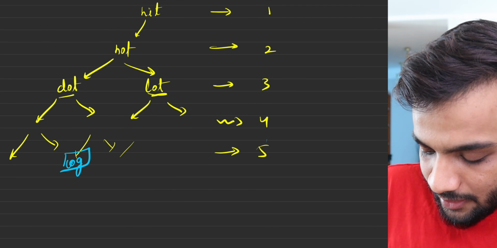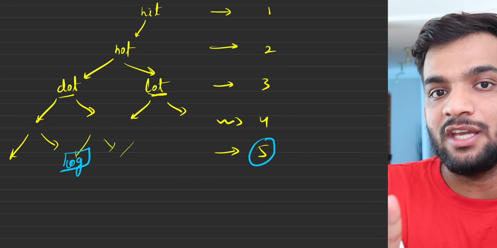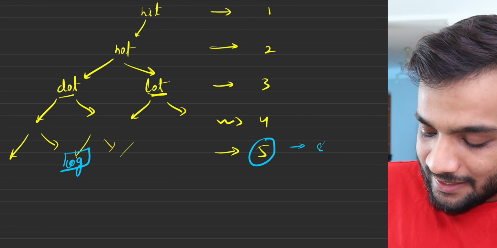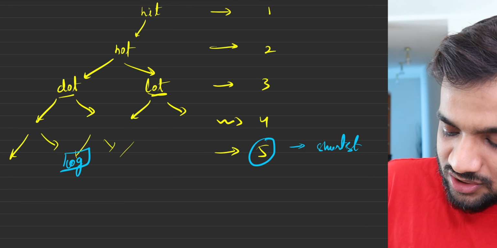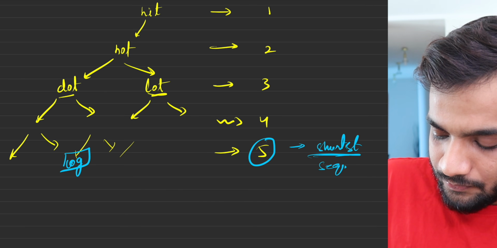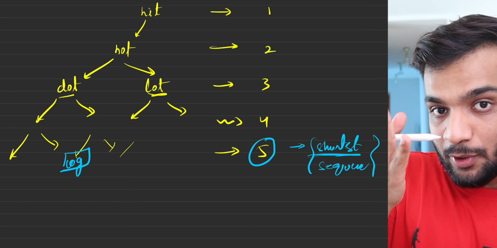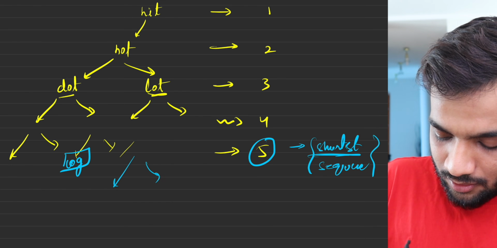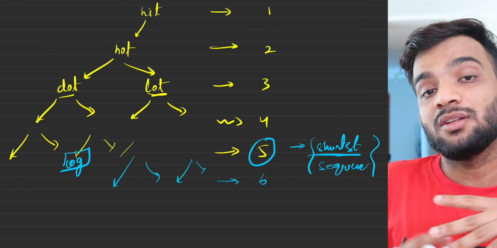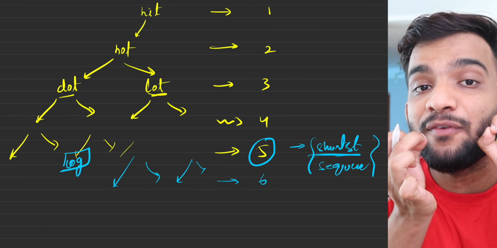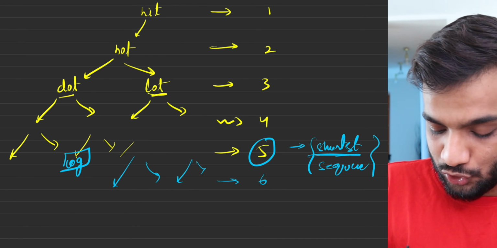Can I say the length taken will be 5, and that will definitely be my shortest sequence? Can I say this? I can. Why? Because beyond this, since I'm doing level wise, anyone that will be level 6, the length will increase. So I am definitely sure.